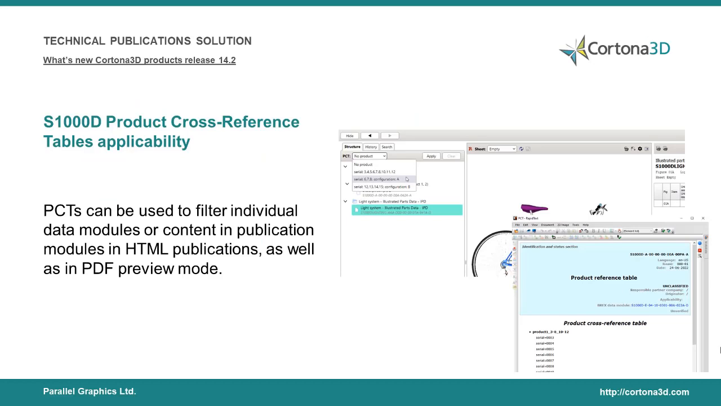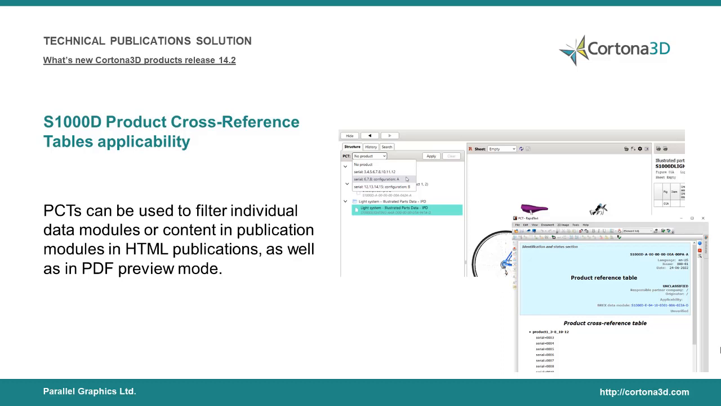S1000D is a standard for technical publications. It specifies a common structure and format for technical documentation, including maintenance manuals, repair manuals, and other types of technical documentation. One important element of S1000D is the concept of applicability. Applicability refers to specific products or systems that are covered by a particular technical publication. Applicability helps to ensure that maintenance and repair tasks are performed correctly and that technicians have access to the appropriate information for the specific products or systems they are working on.